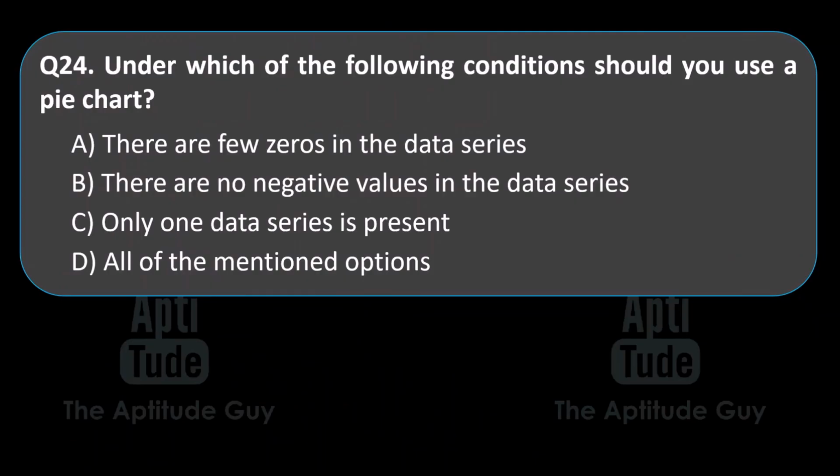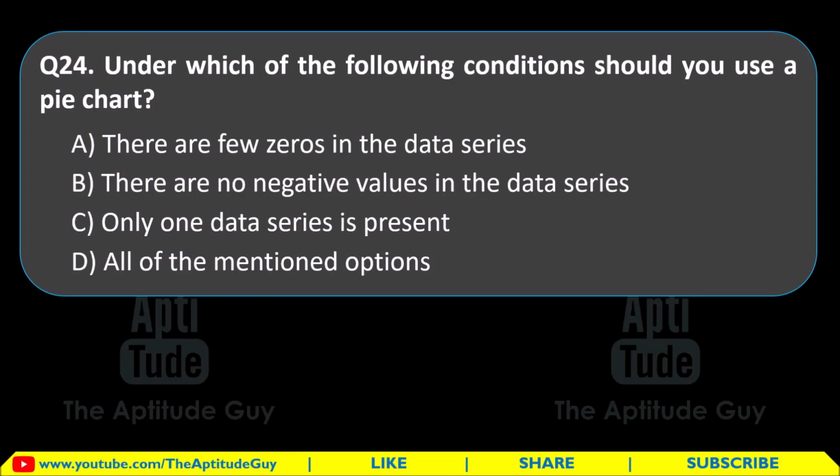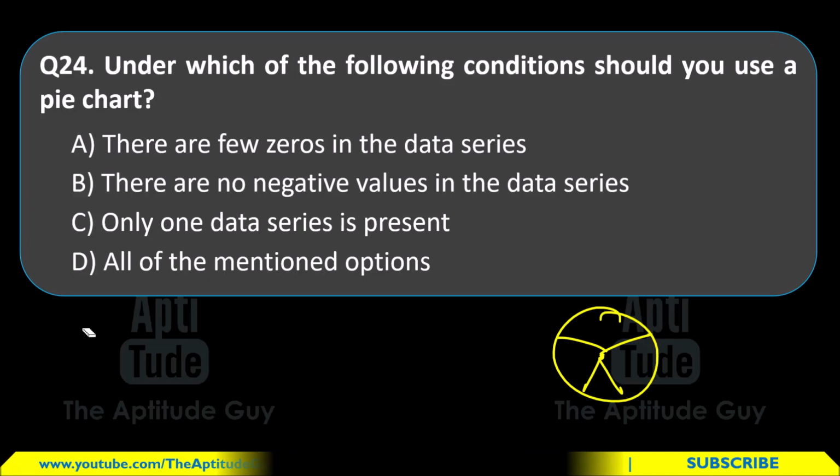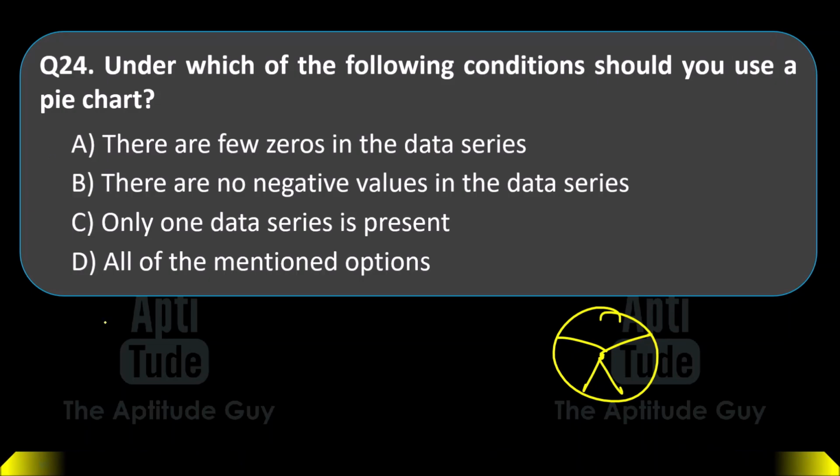Under which of the following conditions should you use a pie chart? So the previous question was about a column chart. This question is about a pie chart. We all are familiar with a pie chart. Pie charts look like this. This is a pie chart. Now, when can we use it? Read all the options. Think about it.